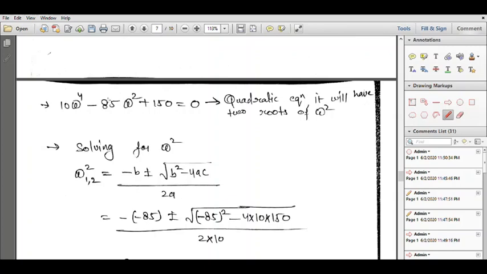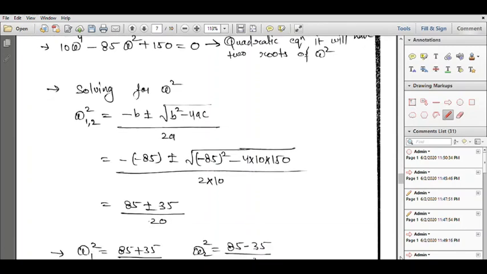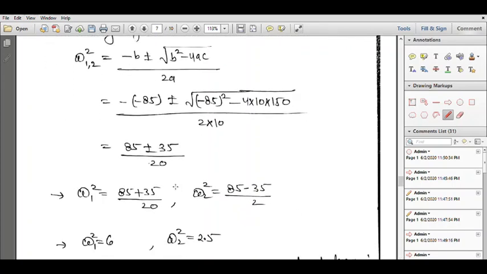Here the b coefficient is 85, a coefficient is 10, c coefficient is 150. So it will be minus 85 plus minus square root of minus 85 square minus 4 into 10 into 150, whole divided by 2 into 10. Okay. So here I'll get the formula in the form of 85 plus minus 35 by 20.